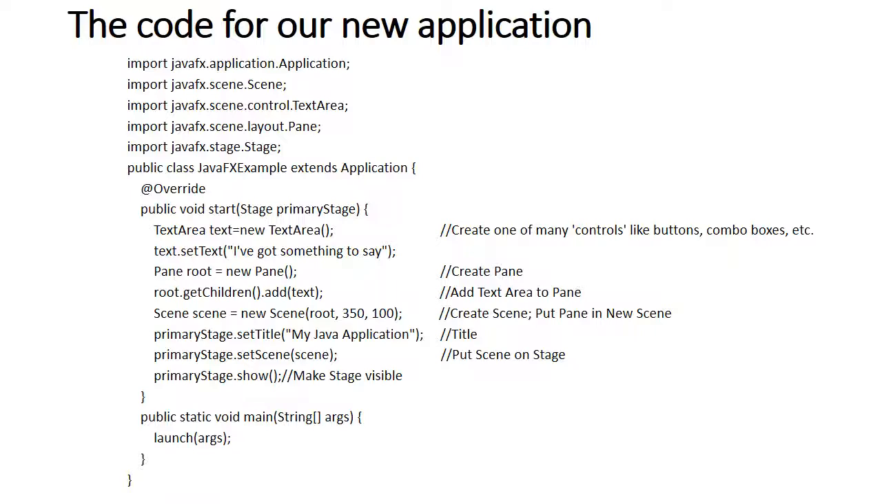So our example starts with a public class called JavaFX example. In the start method, you'll see that there's a text area created. The text is put into the text area. The text area is put into the new pane, and that pane is then set on the scene, and the scene is set on the stage, and then we tell the stage to show. There's still a main at the bottom, but it's only being used behind the scenes.